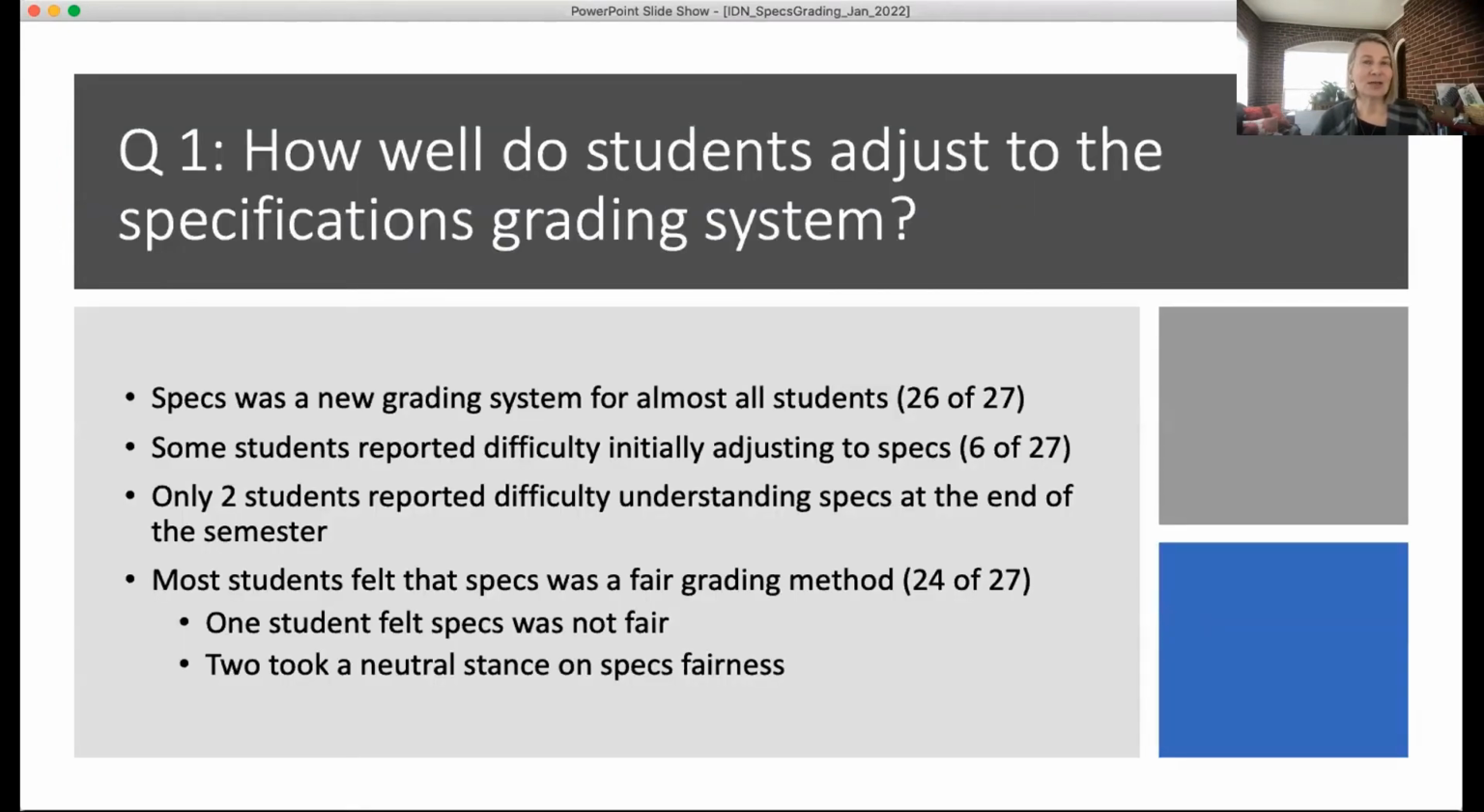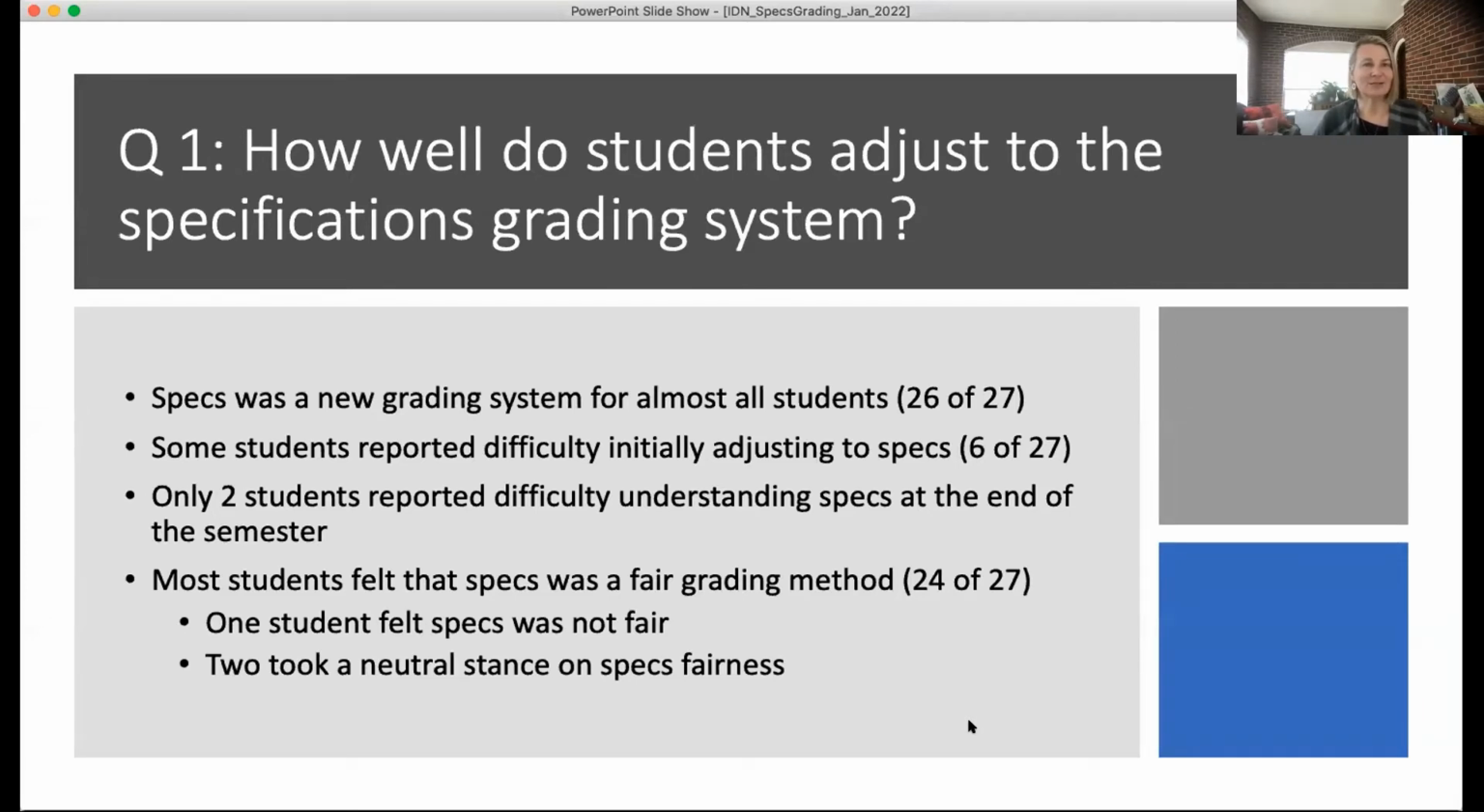We were curious how easy it was for the students to adjust to the system, and almost all of them said that it was a new system for them, and there were some who said it was hard for them to adjust. They struggled, some of them, with not being able to negotiate grades, with not having extra credit in a class, that they actually had to read the full assignment and pay attention. But I don't think that's a bad thing, to develop that skill and learn that it's important to read the full assignment. By the end of the term, we only had 2 students who said they still weren't getting it.